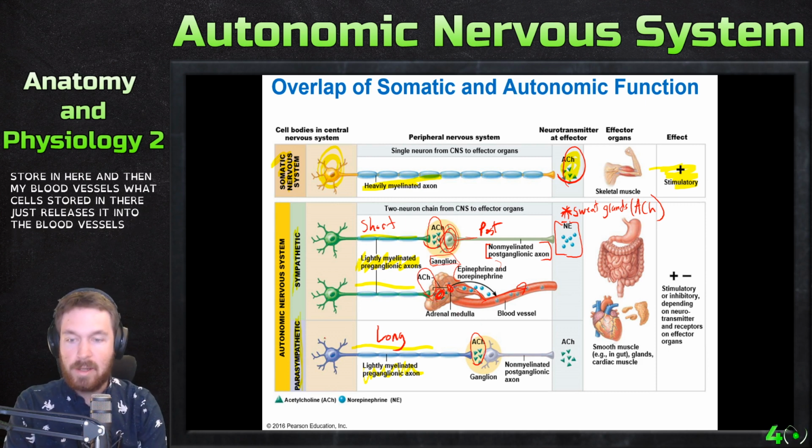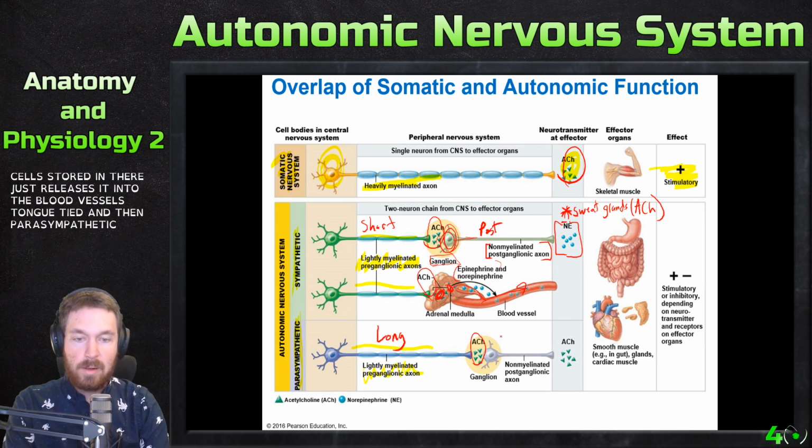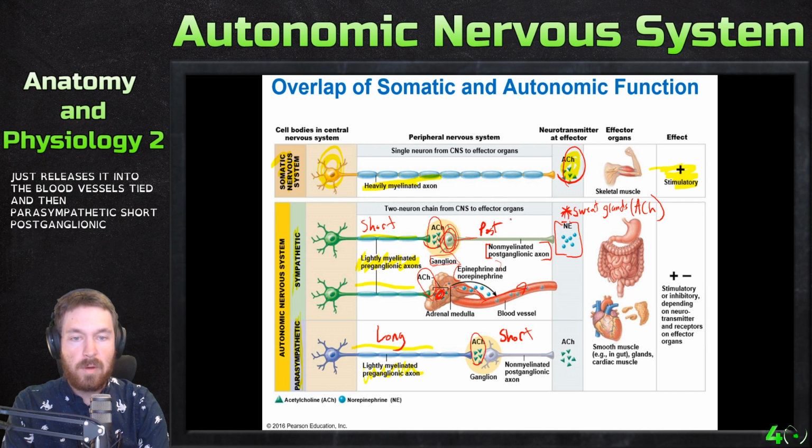Sorry, getting tongue-tied. And then parasympathetic: short postganglionic. So here the post is also short, and then these postganglionic ones can be long.